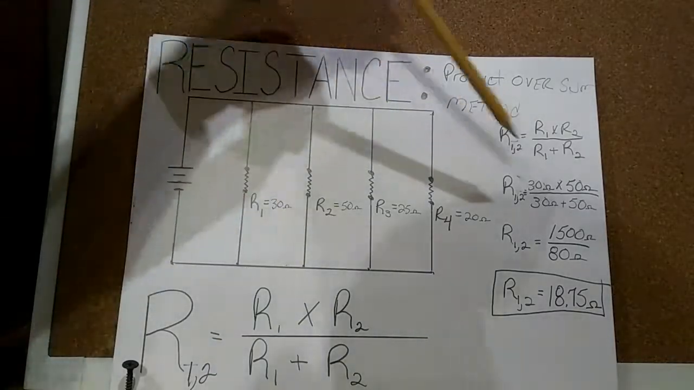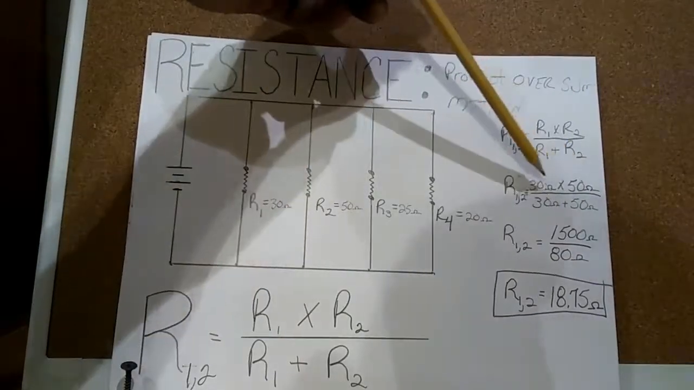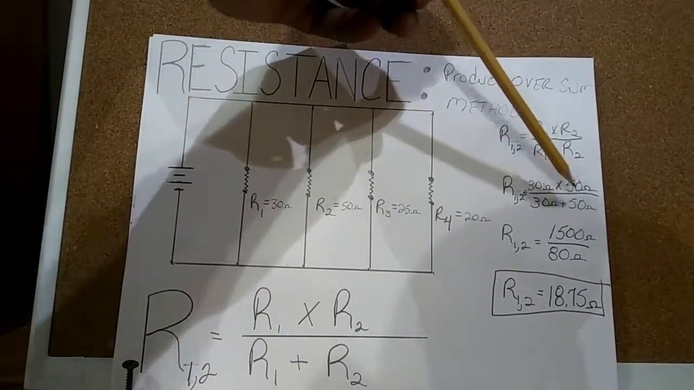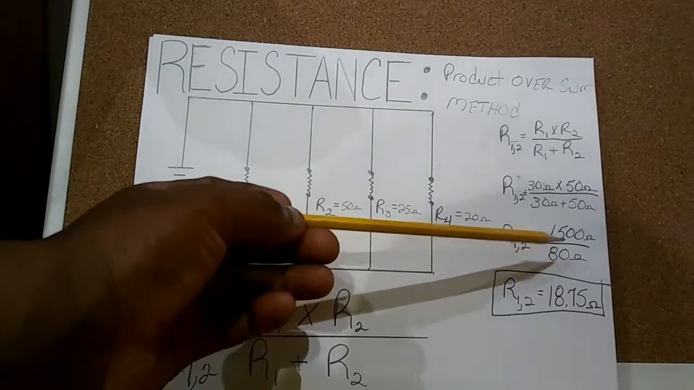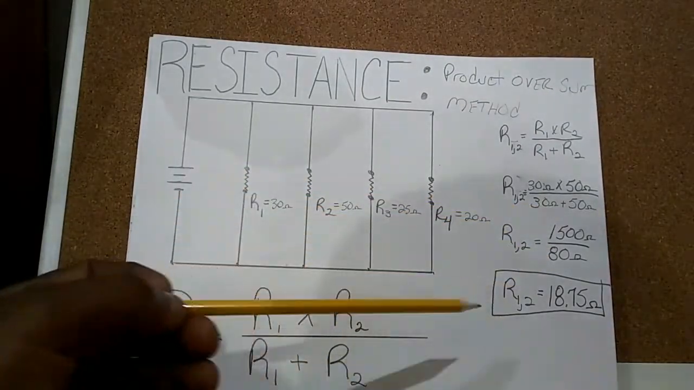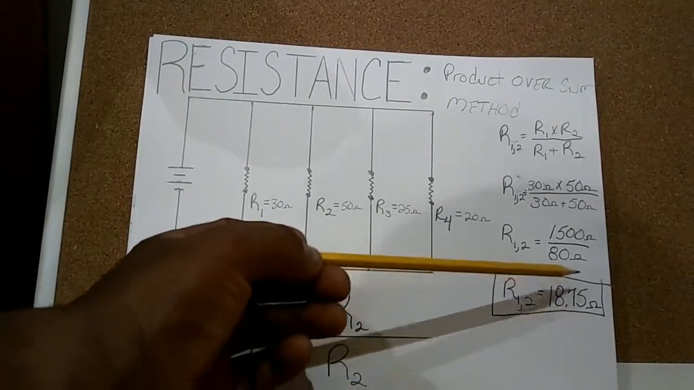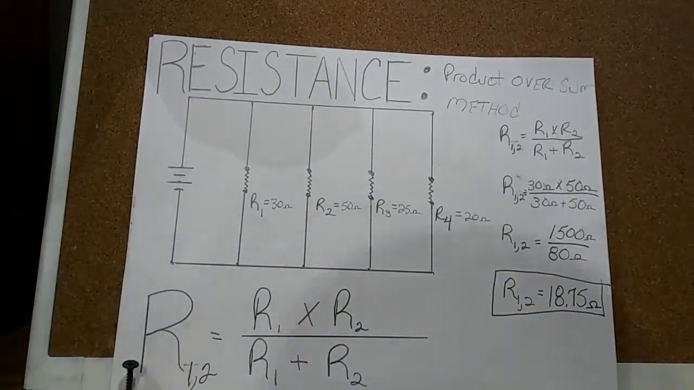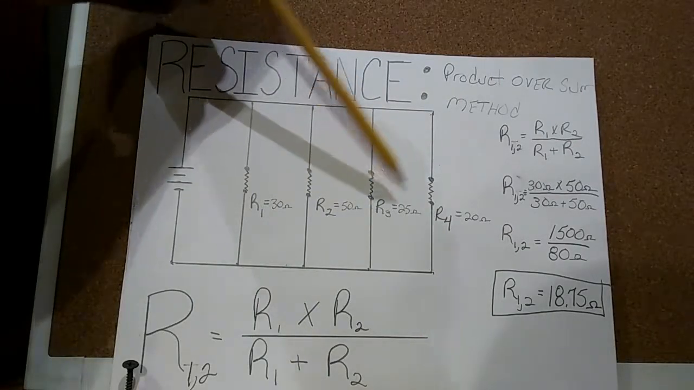So for R sub 1, I plugged in 30 ohms. For R sub 2, I plugged in 50 ohms. So it'd be 30 times 50, and then it'd be 30 plus 50. Then you would do the division, 80 into 1500. So R sub 1 and 2 combined is 18.75 ohms. Now you have to go through and do the same with R sub 3 and R sub 4.